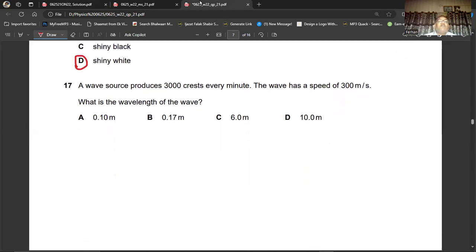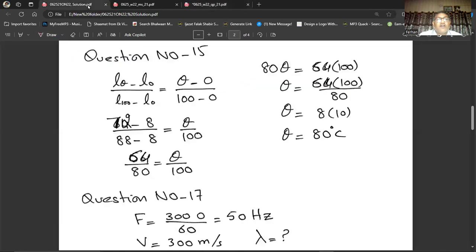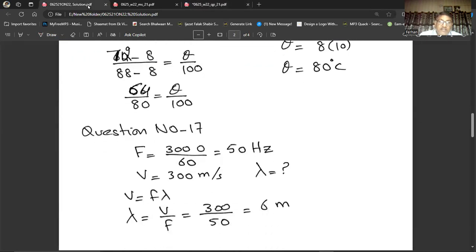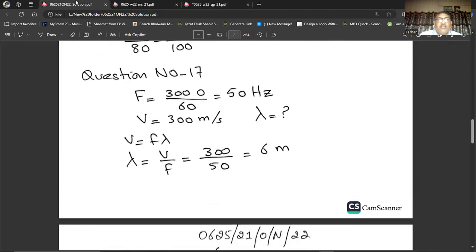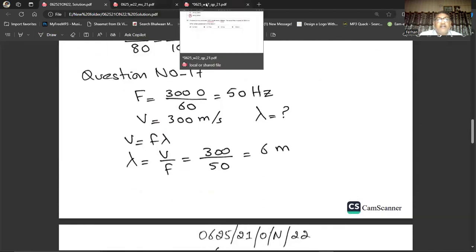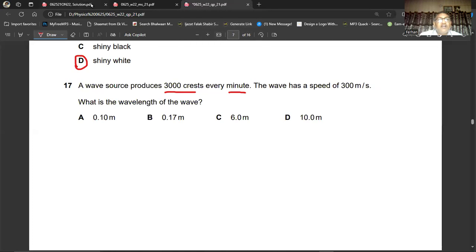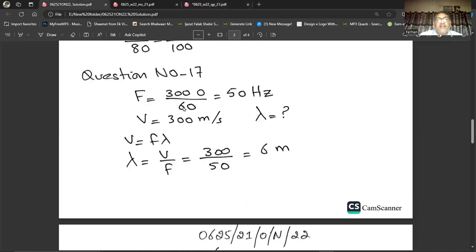Question number 17. A wave source produces 3000 crests every minute. So every minute, 1 minute means 60 seconds, and you can find out the frequency from here. The wave has a speed of 300 meter per second. What is the wavelength of the wave? So that is question number 17. They are producing 3000 in 60 seconds, so the frequency is 50 hertz.